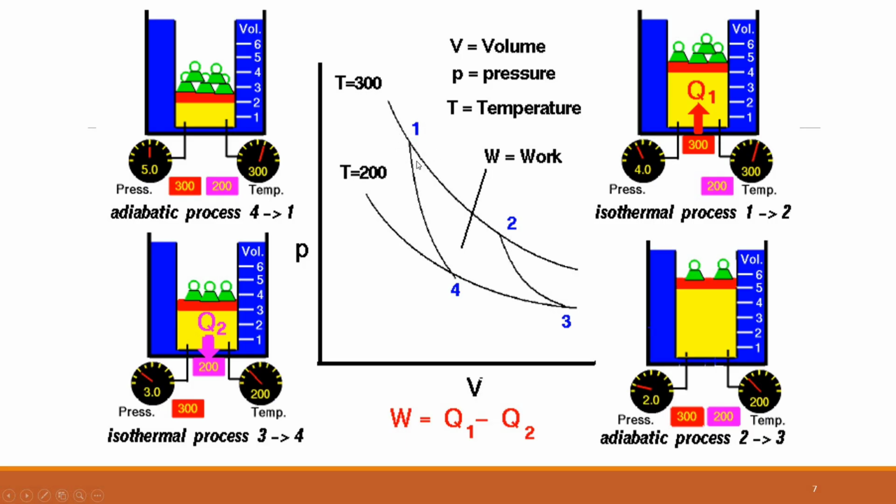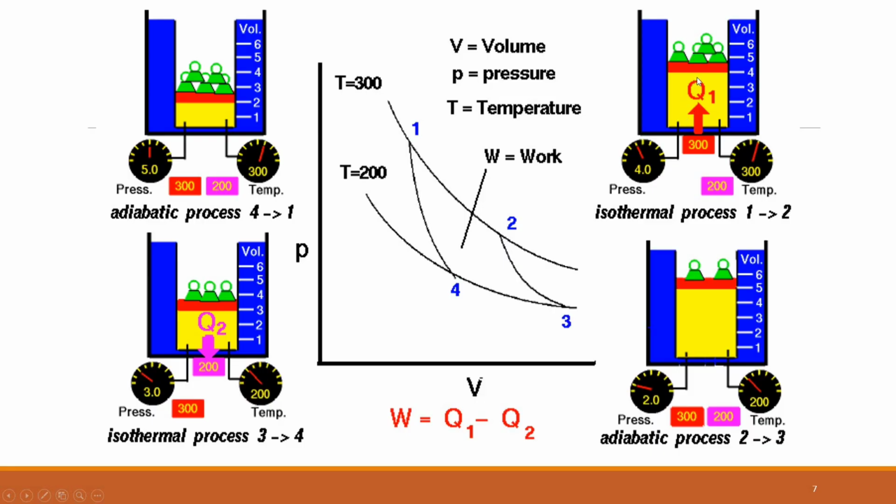Step 1. Isothermal expansion from state 1 to state 2. The first process in the Carnot cycle is isothermal expansion. During this stage, the gas is brought into contact with the high temperature reservoir at 300 degrees Celsius. Some of the weight on the piston is removed, which reduces the pressure on the gas and allows it to expand.